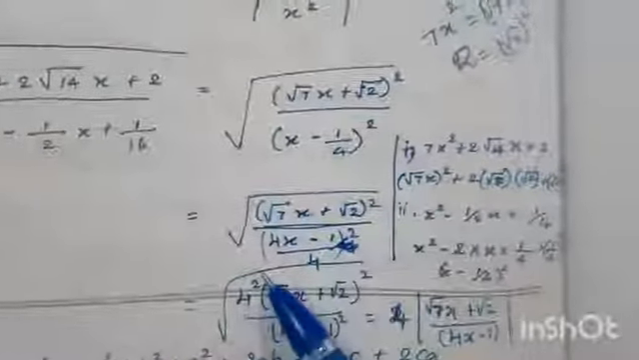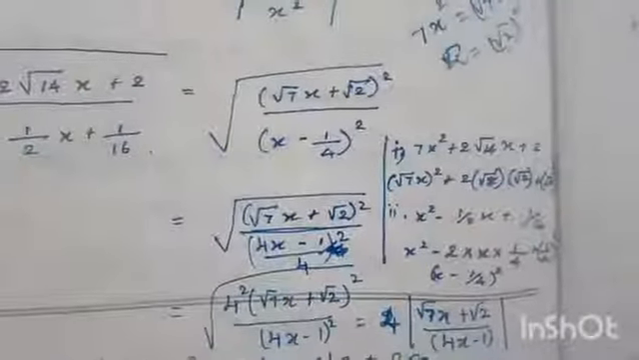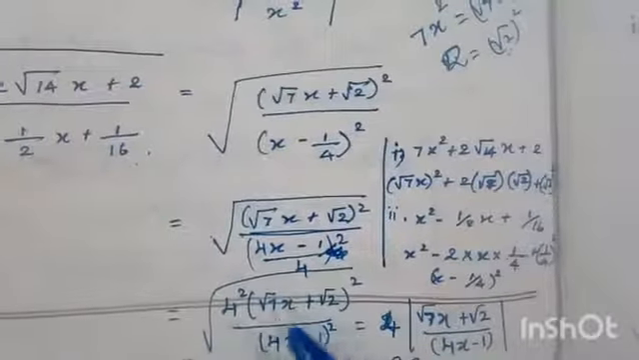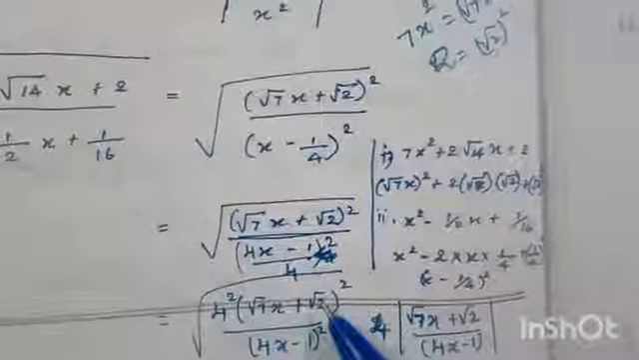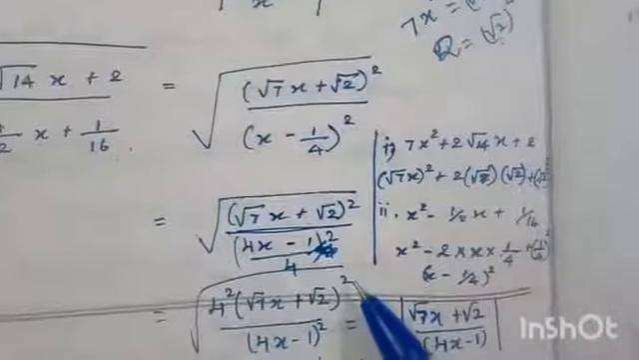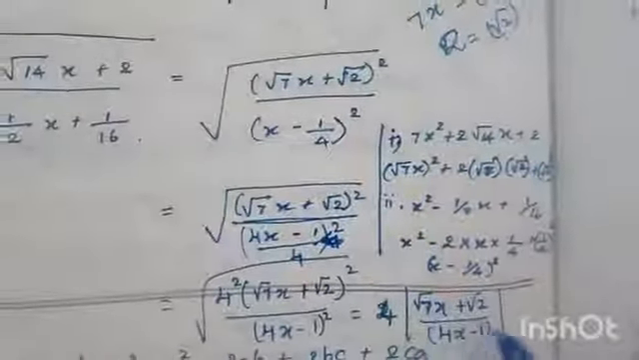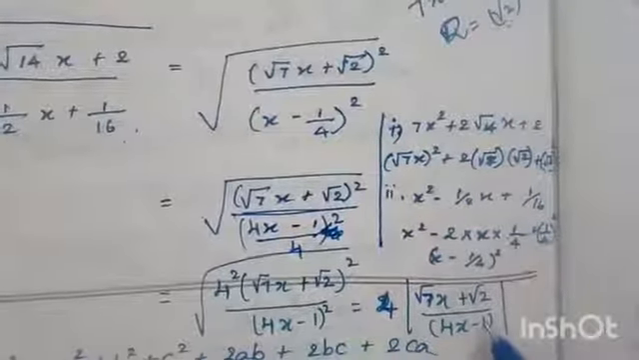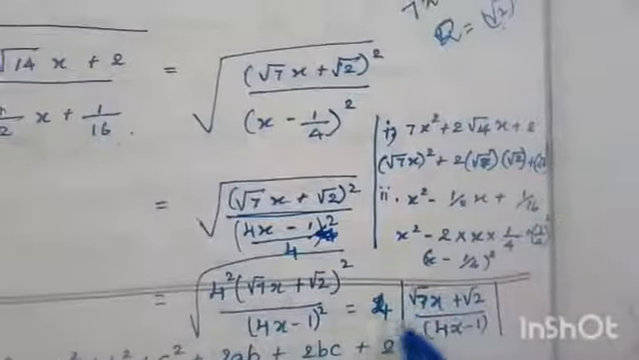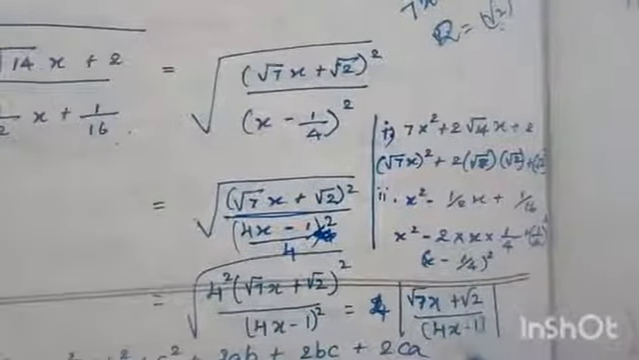This 4 square is there. For root 4 square, the value is 4. Then the absolute value of the inside value, that is root 7x plus root 2. When we are taking a square root, we reduce the power by half. So that is root 7x plus root 2 by 4x minus 1. Yes, it is 4 into the absolute value of root 7x plus root 2 by 4x minus 1.